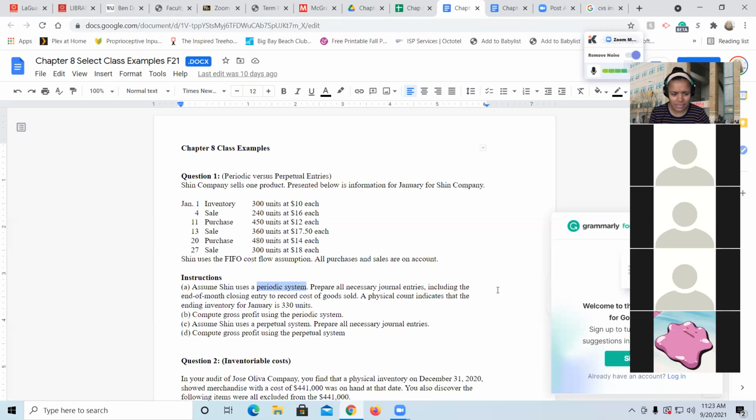Prepare all necessary journal entries, including the end of the month closing entry. So this is where they're talking about recording cost of goods sold. That's what I just mentioned. A physical count indicates that ending inventory for January is 330 units. So they're saying 330 units because they don't want to tell you what price to use per unit, because they're testing to see if you know what the price of those units will be, since the company is using FIFO.